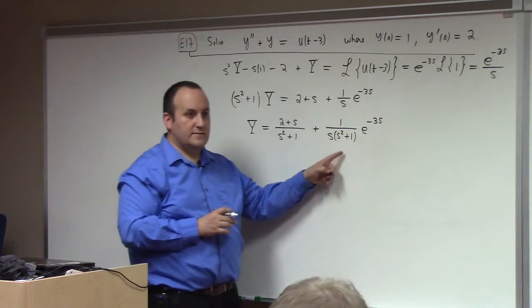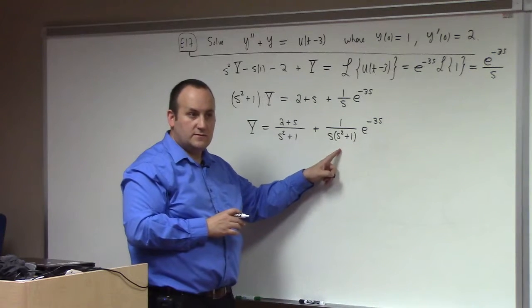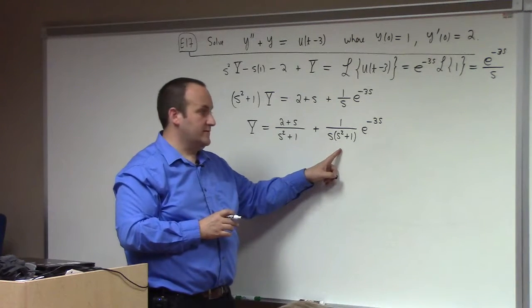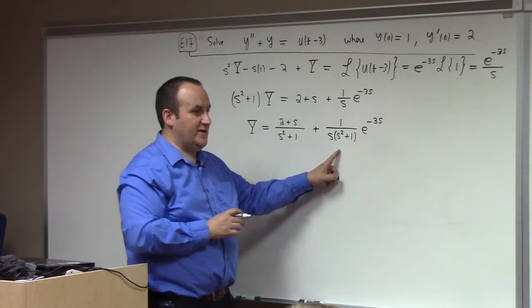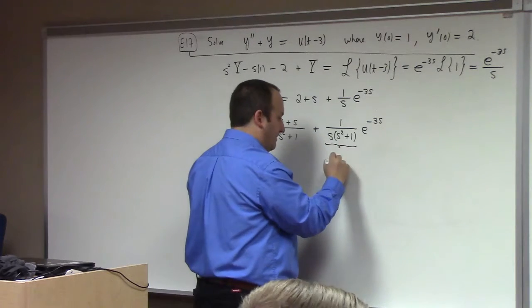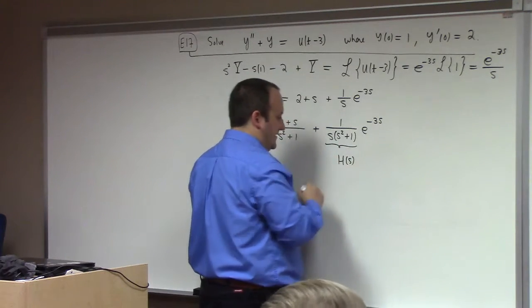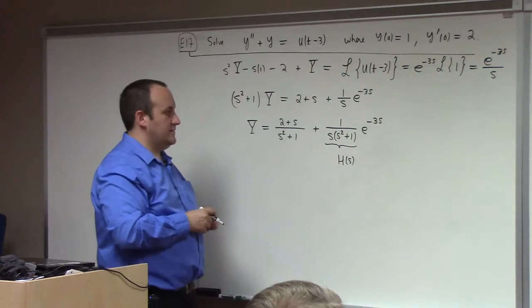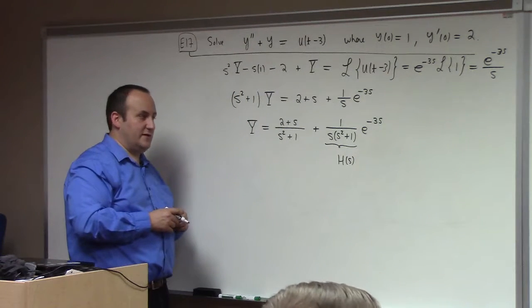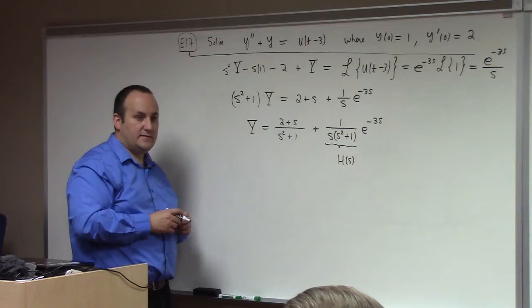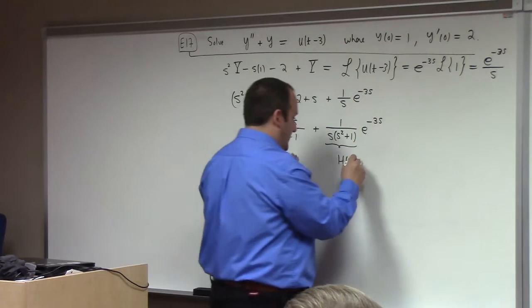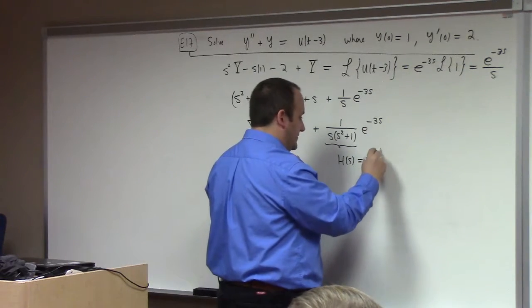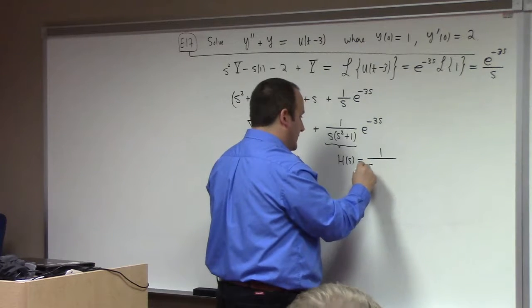This, on the other hand, I don't know what to do yet. I'd like to use the theorem, but if this is h of s, right, it's not quite in the right format yet. I don't know how to take the inverse transform of that yet, do I? So let's call it h of s for the sake of keeping with my lingo over there for a moment.